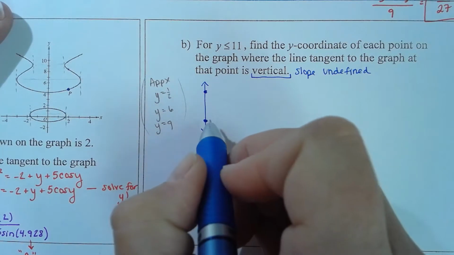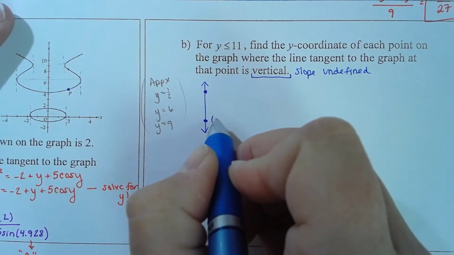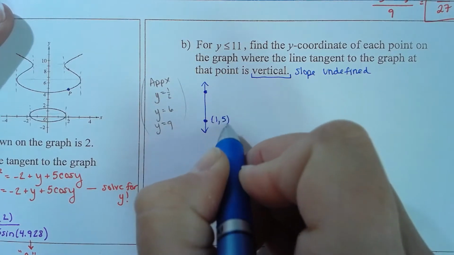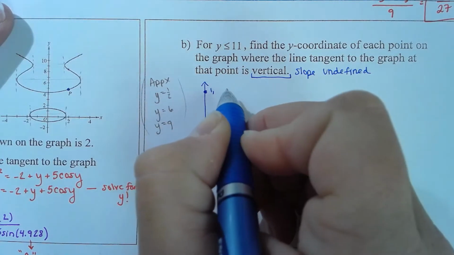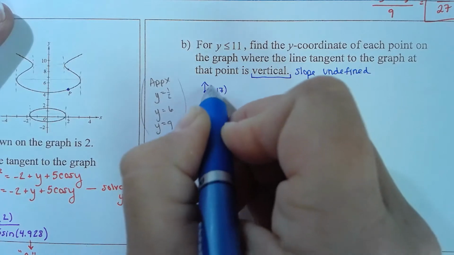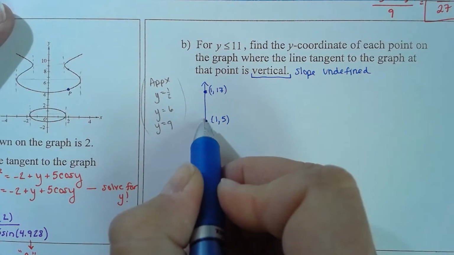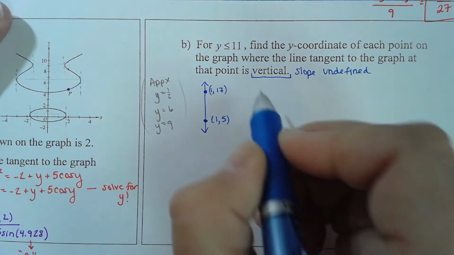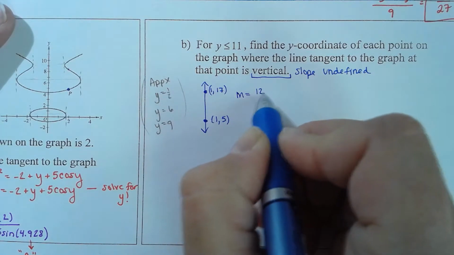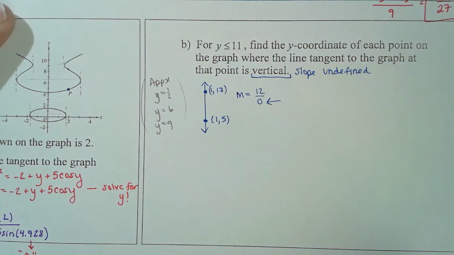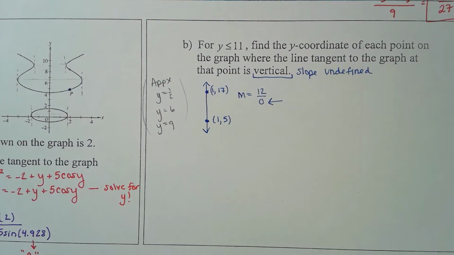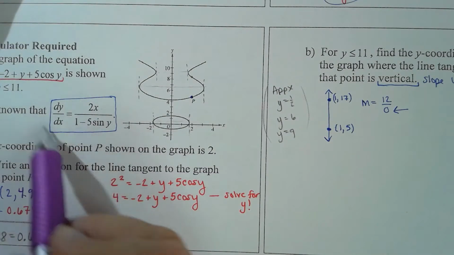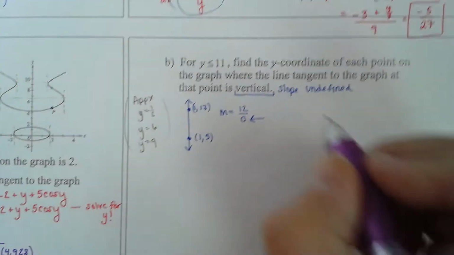Well, let's take a look at it mathematically. If this is the point like, I don't know, 1, 5, and this is the point like 1, 17, we'd say the slope would be up 12 and over 0. And that was the undefined part, that we were dividing by 0. So for us, we're saying when you find the slope, the denominator will be equal to 0. Great news. Here's our derivative. Let's go write this down.